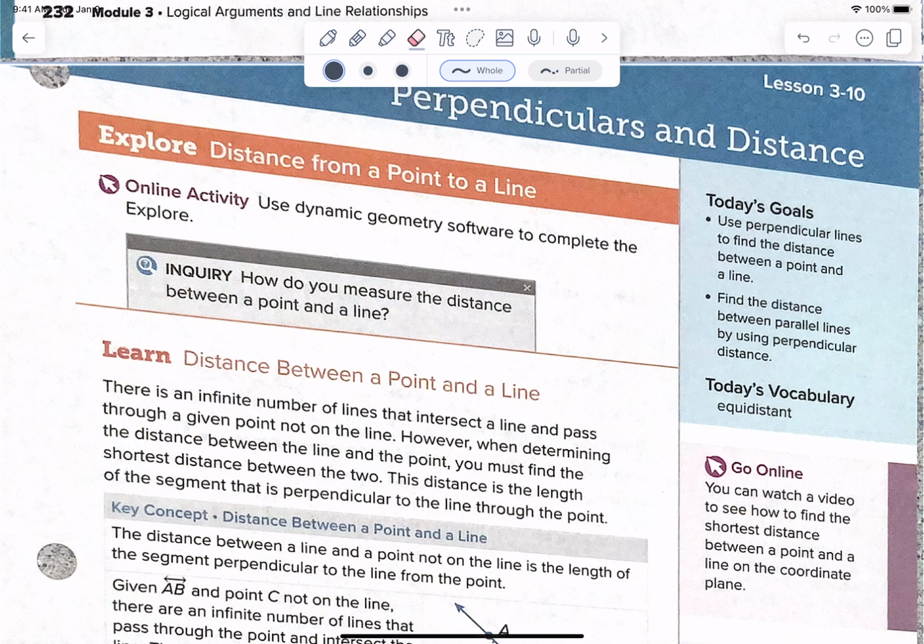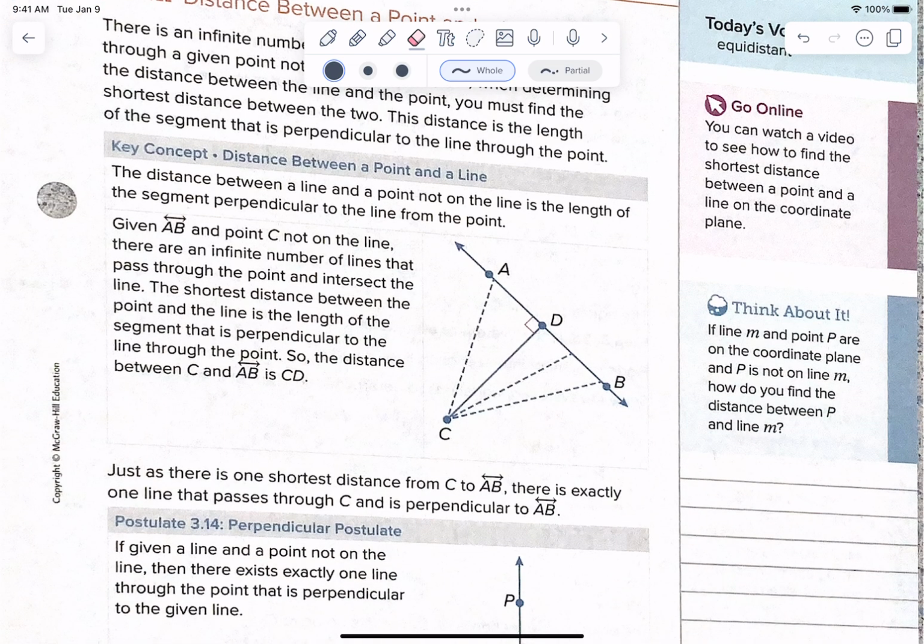Hey Remington, we are on the last section of the chapter, so tomorrow we'll start chapter review for chapter 3. But this is perpendiculars and distance, okay? So, we're not going to write anything down on our yellow sheets today.